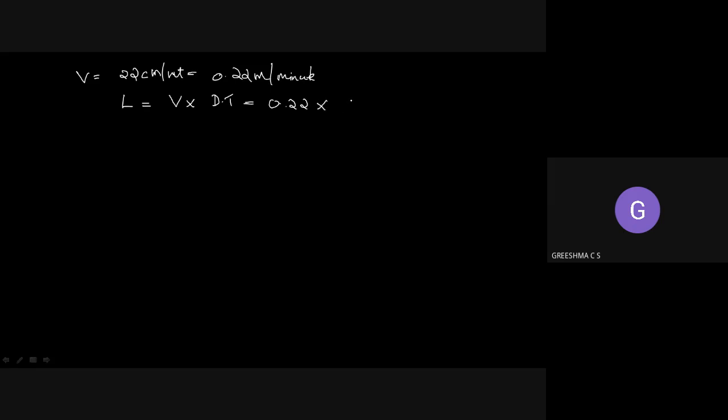That is 0.22 into 8, where 0.22 is the velocity and detention time is 8 hours. The 8 hours you have to convert into minutes, because the given data is in minutes, 0.22 meters per minute. So into 60. So you will get it as 106 meters.